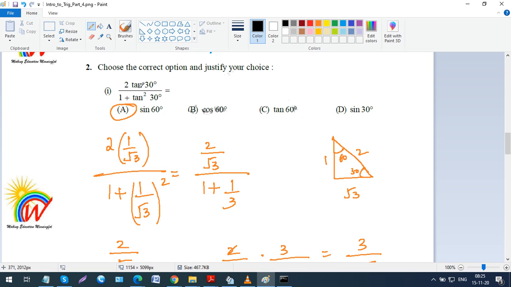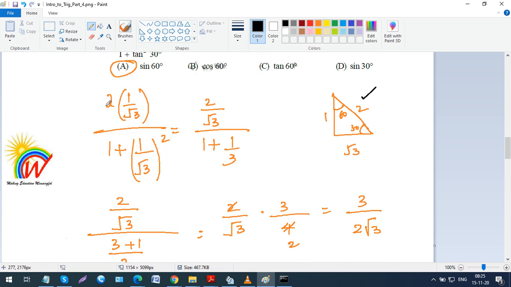They are asking you what is 2 tan 30 by 1 plus tan square 30. So again, as usual, draw the triangle. Then you get tan 30 is 1 by root 3, so 2 into 1 by root 3 divided by 1 plus 1 by root 3 the whole square. So you get 2 by root 3 over 1 plus 1 by root 3.